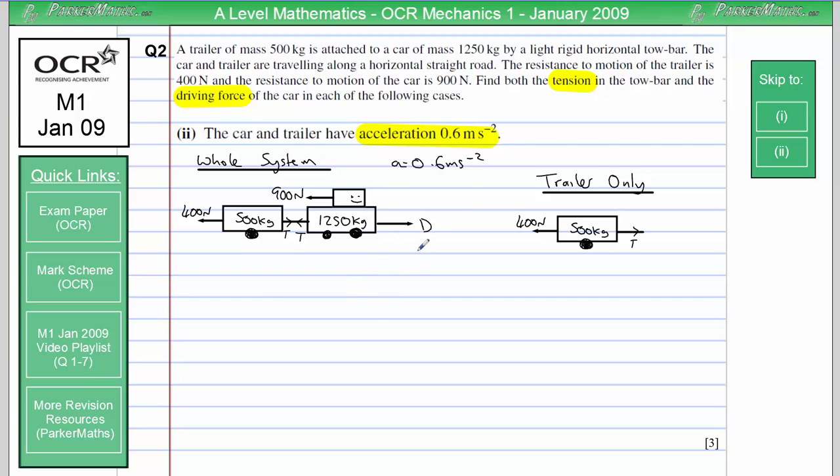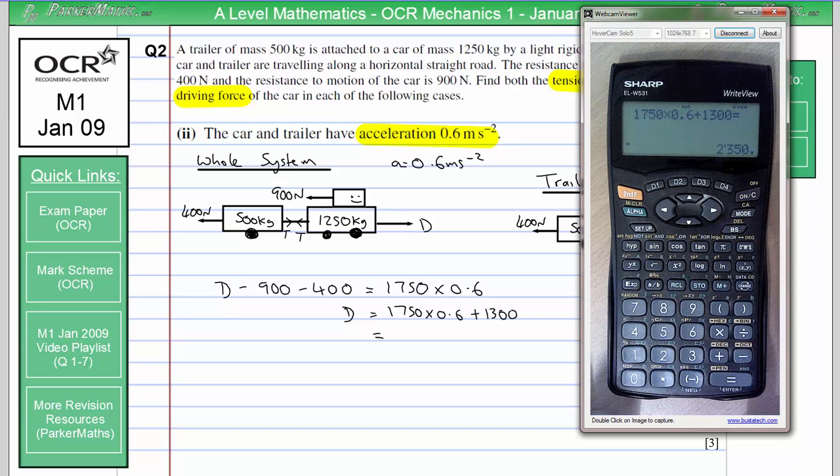The only difference will be on the right hand side for mass times acceleration, this time we won't have 0. We've got driving force going to the right, we've got minus 900 and minus 400 because they're going to the left. This time we work out the mass by combining the two separate masses and get 1,750, and we're going to multiply that by the acceleration, which is 0.6. To get D on its own, we need to add these two terms to the other side, so that's like adding 1,300, so we get 1,750 times 0.6, add 1,300. And we get 2,350.